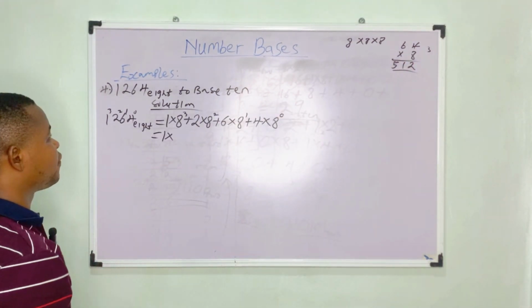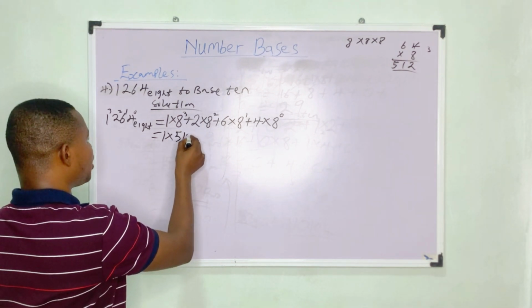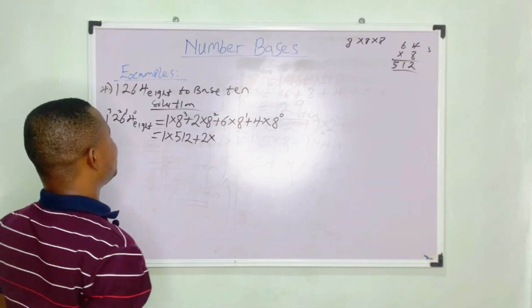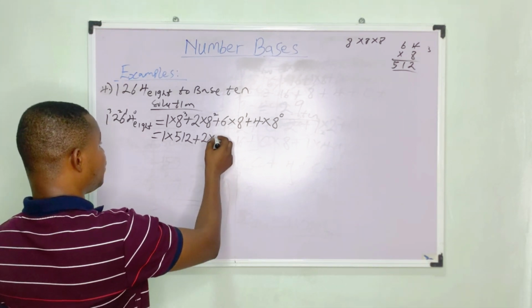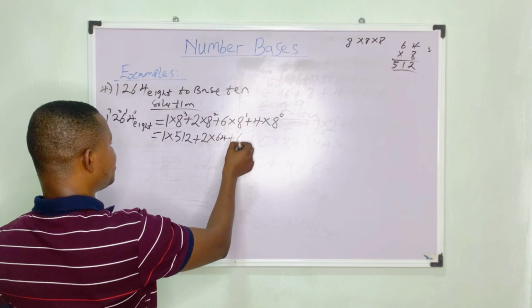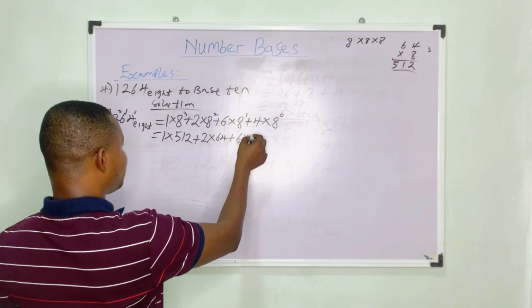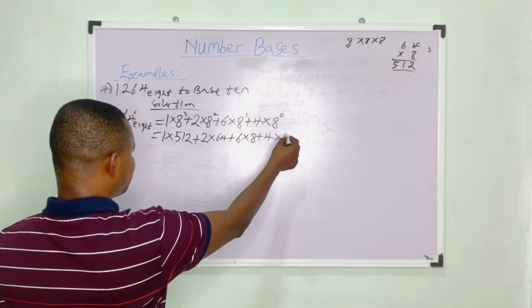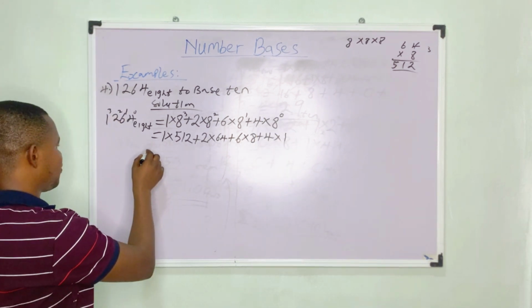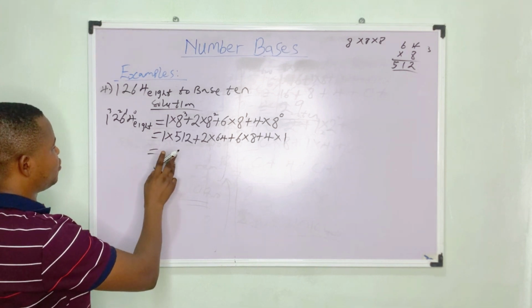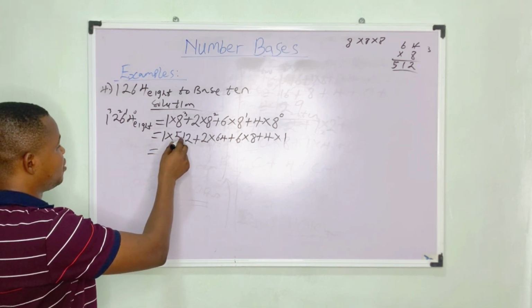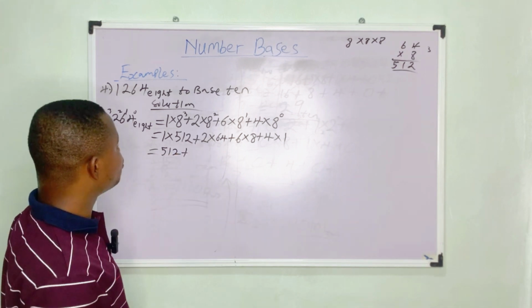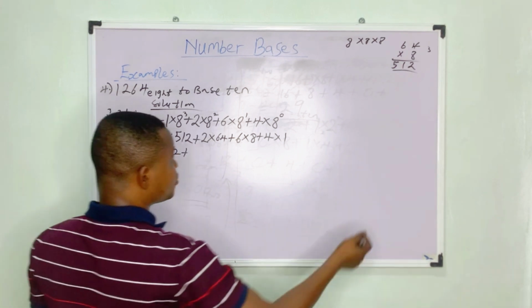It means 8 raised to the power of 3 will give us 512, plus 2 times 8 raised to the power of 2 will give us 64, plus 6 times 8 raised to the power of 1 will give us 8, plus 4 times 8 raised to the power of 0 will give us 1. Okay, let's continue. 1 times 512 will give us 512, plus 2 times 64.